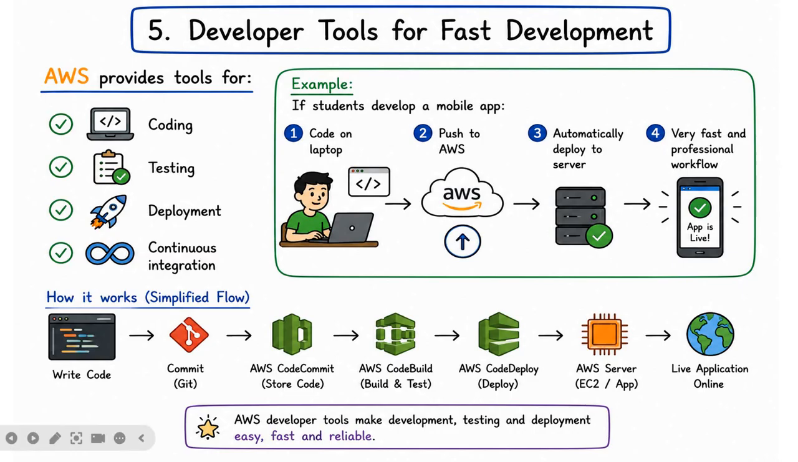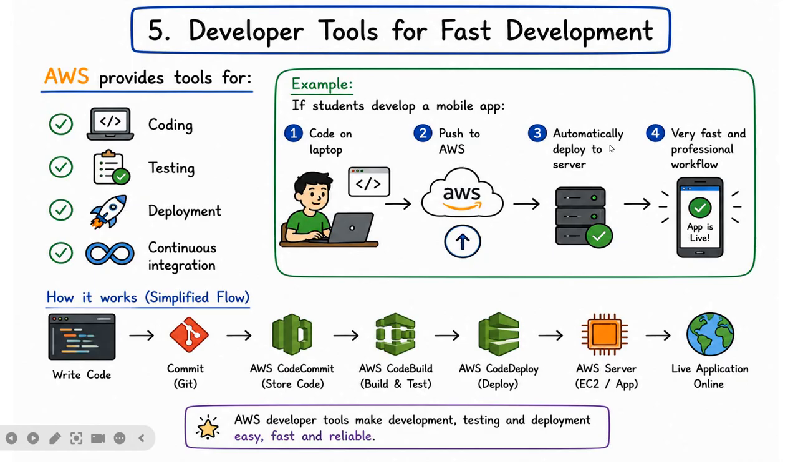Then second is push to AWS. That is, after coding, the student will upload the code to AWS repositories, and this process is similar to saving the project files in the cloud. So AWS stores and manages the code securely. Then students use Git and AWS CodeCommit to upload the project files.